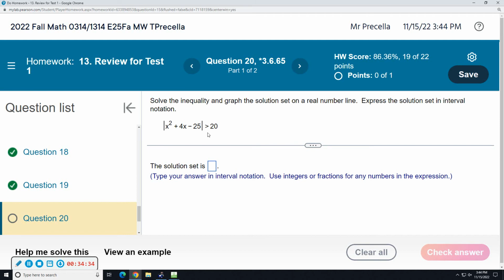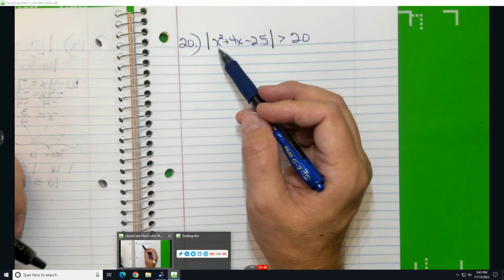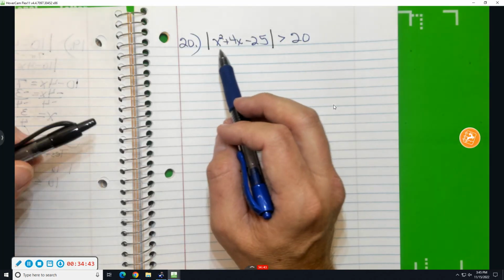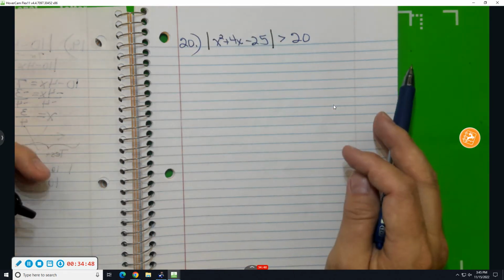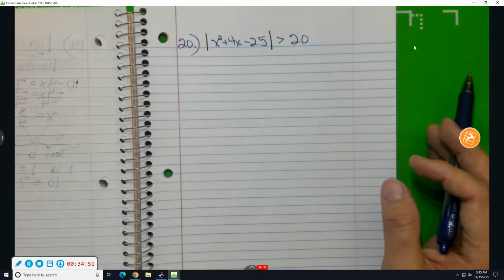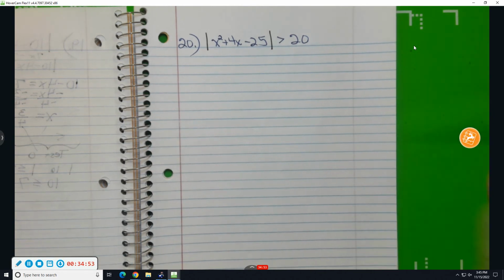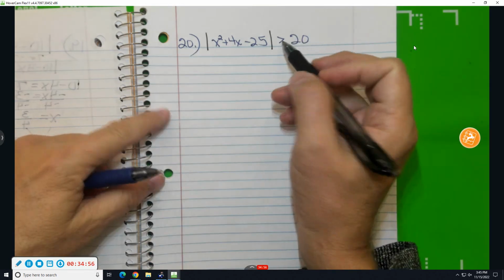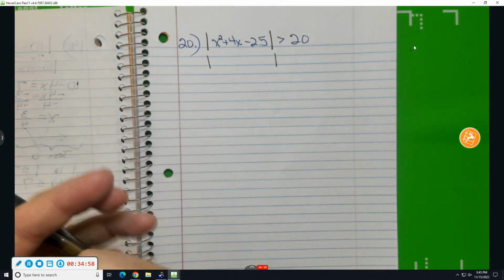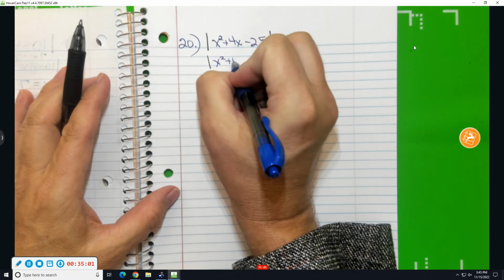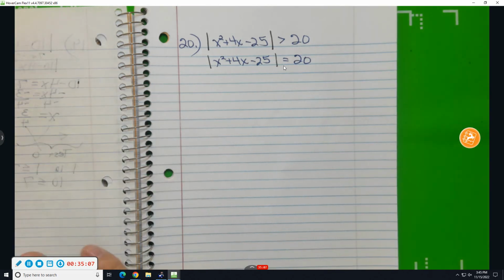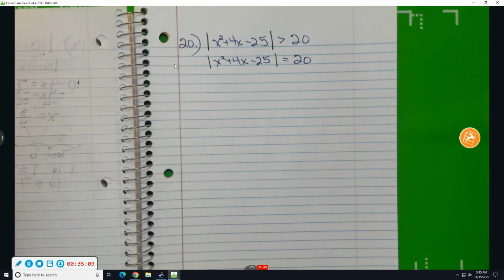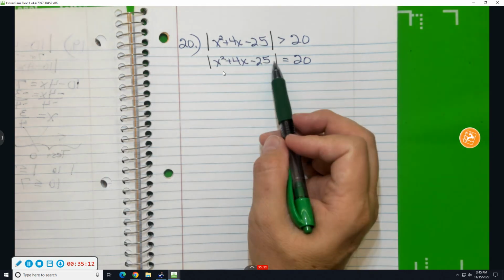No denominator cut points. There are x squares, so we have to be careful. We're going to wind up factoring. We want to make sure we don't wind up with x plus 5 twice, because if we have repeated factors or perfect square factors, that's when we need to check every interval. First thing you do, you replace the inequality with equal to: x squared plus 4x minus 25 equals 20. Most people would skip that step, I suspect, and go straight to the absolute value equals 20.